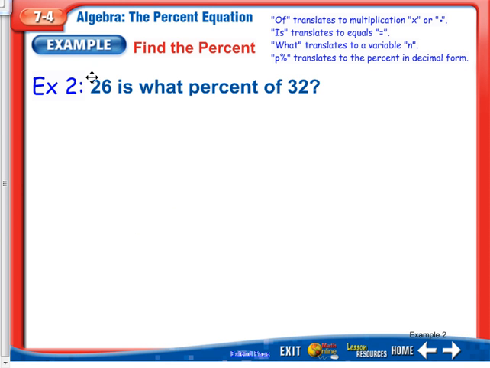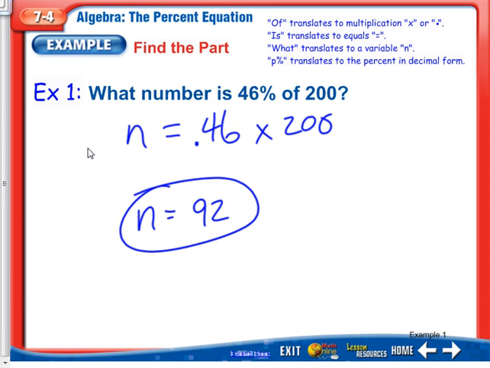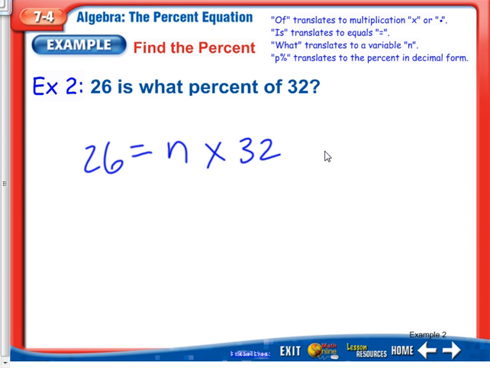In our second example, we write 26. "Is," we have to write equals. What percent? We write n. Again, you can look up here for your key of what to do, or look at our first page. What percent of, times, 32? Now, in this problem, we don't just have it set up so nicely like we did in the other problem where we just did what it said to do. Right now, this is actually an equation that we have to solve.